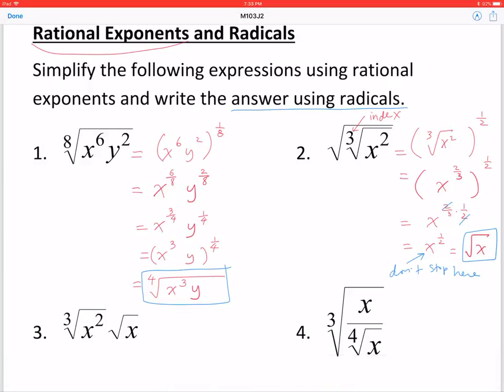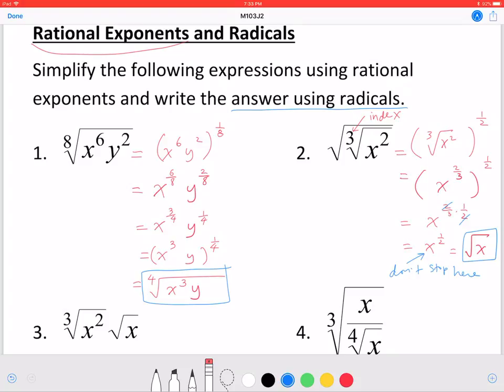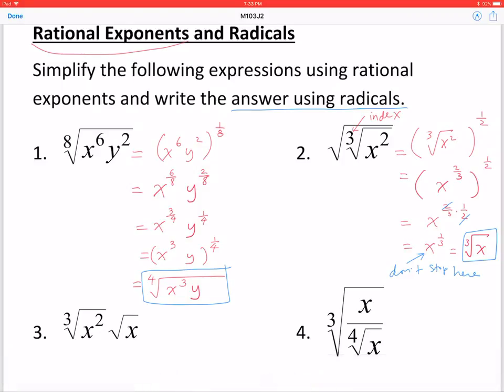Then let's go ahead and, oops, you know what I just saw? I'm sorry, that should be 1/3. 2/3 times 1/2 reduces to 1/3, so that should then be the cube root of x. All right, sorry about that.